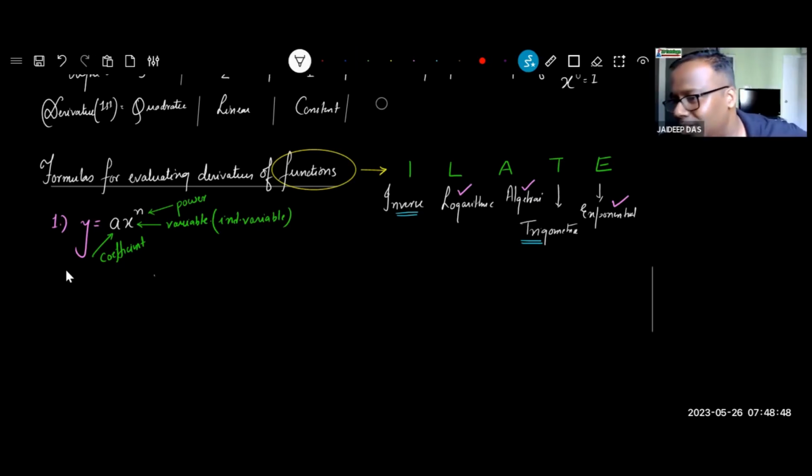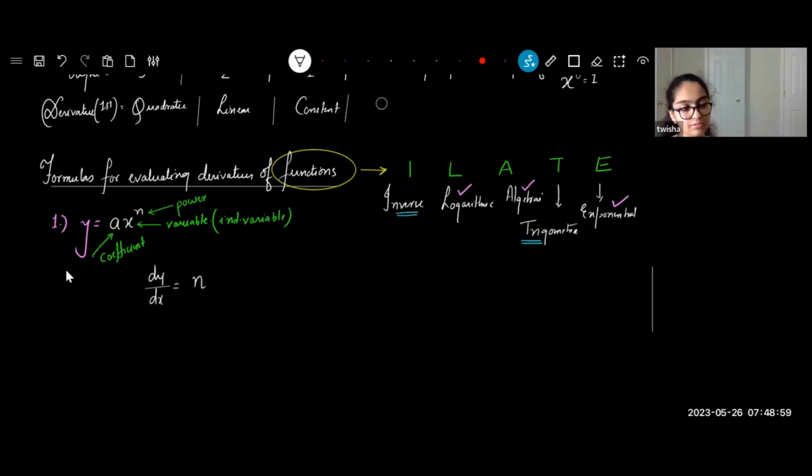So now, for such a function, the first derivative dy by dx is given by whatever is the power that comes outside. Got it? Right. Then the coefficient a, then the variable. You will not write anything. You will wait for my permission. And the variable gets reduced by 1.